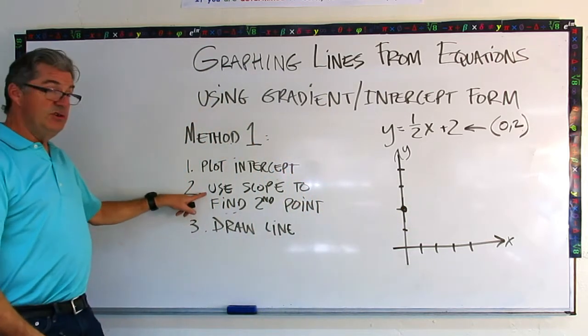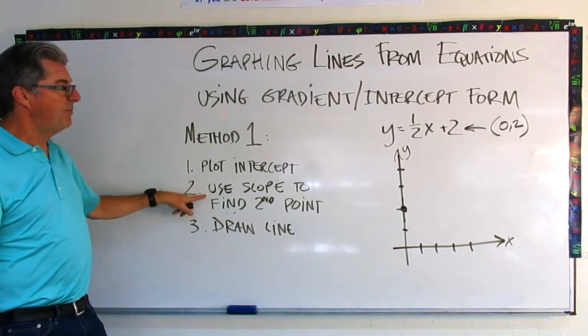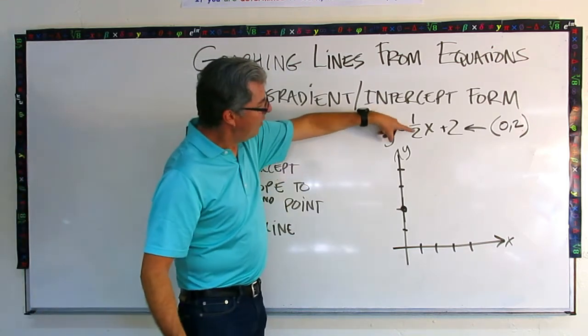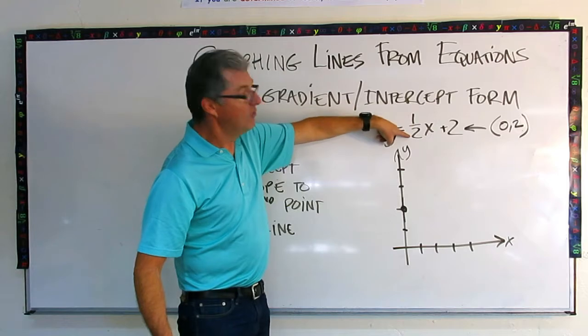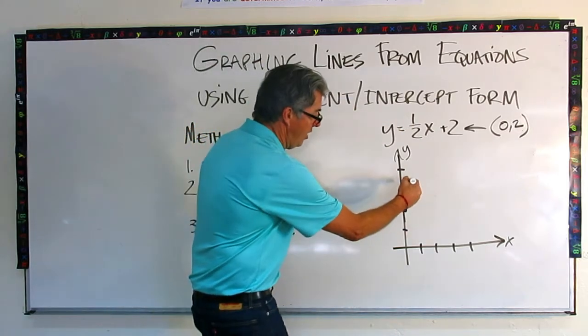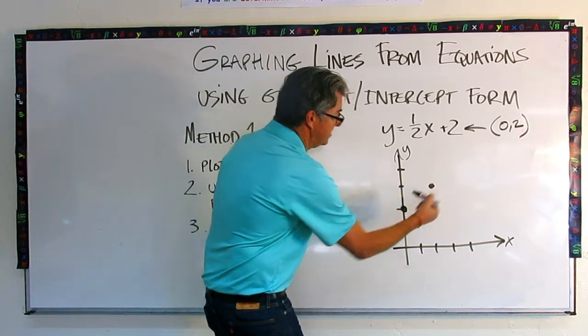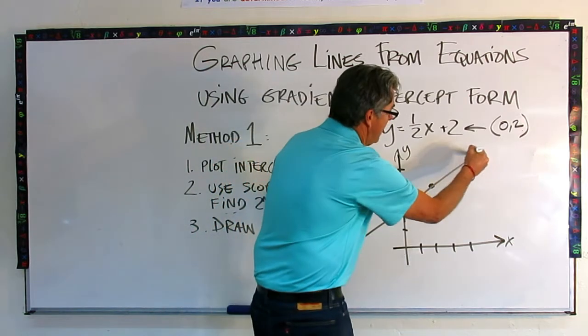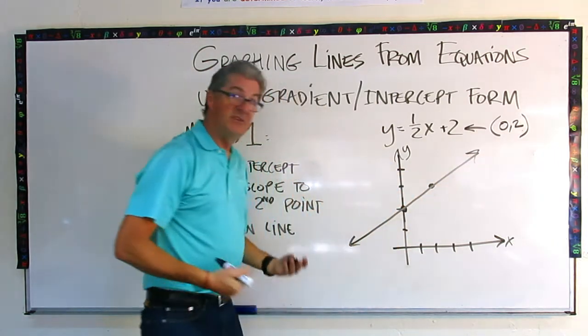Second step, use slope to find the second point. Here's our slope, 1/2. Rise over run. So to get a second point, all we have to do is go up 1 and over 2. There's our second point, and then draw our line. Just like that.